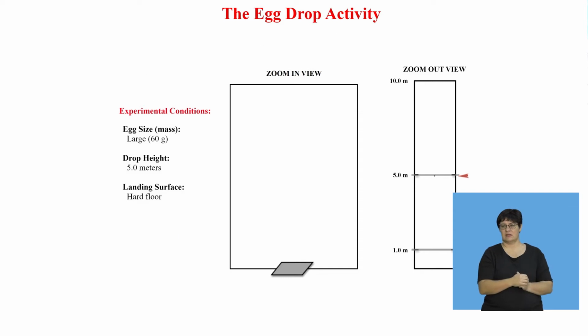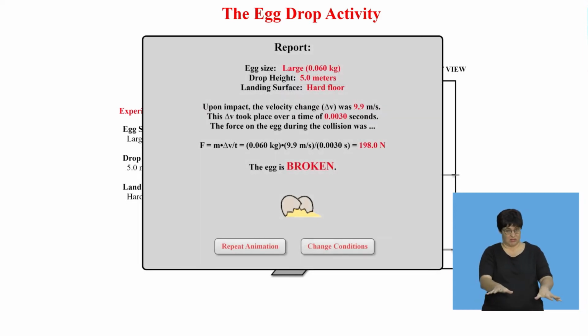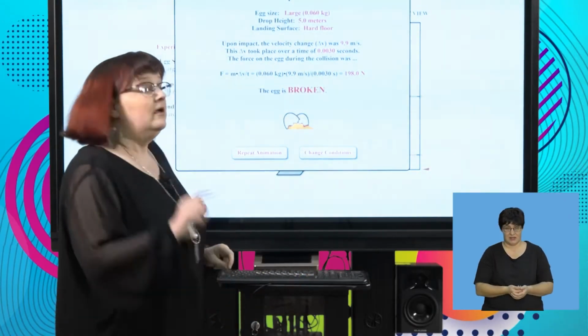So here we go. The egg's dropping. We can see it. And here it comes. It very much splashed. Okay, egg very broken. The velocity, 9.9. It took 0.003 seconds to stop and experienced a force of 198 newtons. It's very broken. It's smashed. It's a mess. Okay? Let's see.